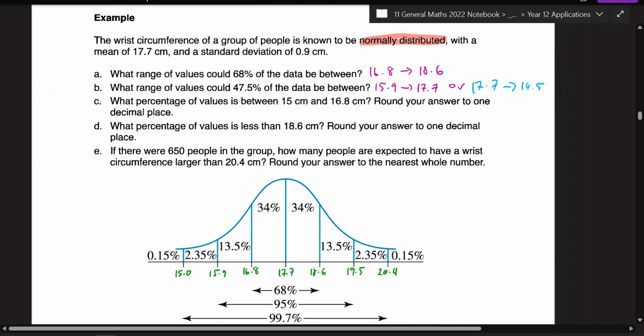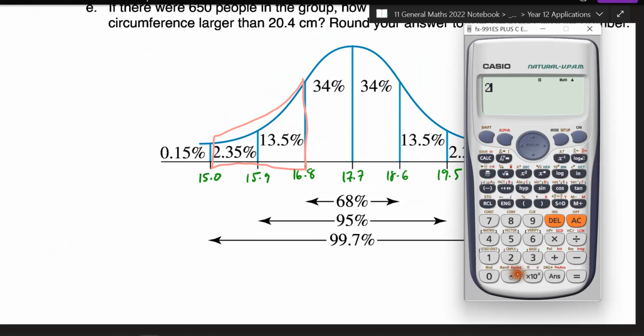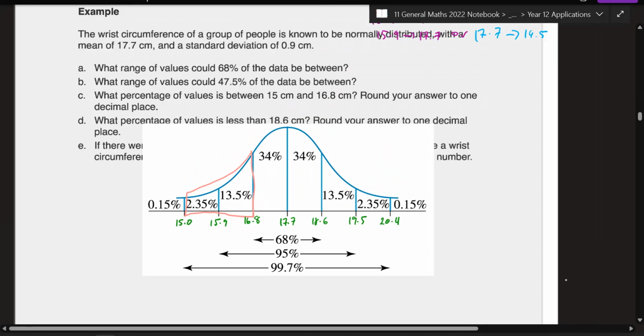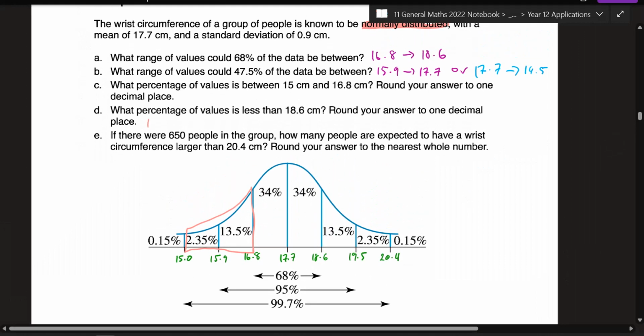Question C, what percentage of the values is between 15 and 16.8? Between 15 and 16.8, I'm looking at this data here. So that would be 2.35 plus 13.5, which is 15.85. So between 15 and 16.8 equals 15.85%.